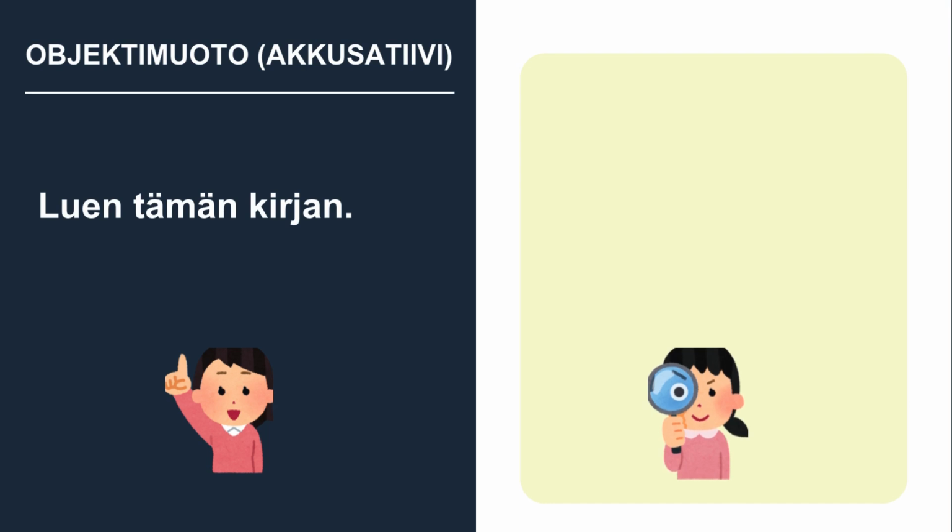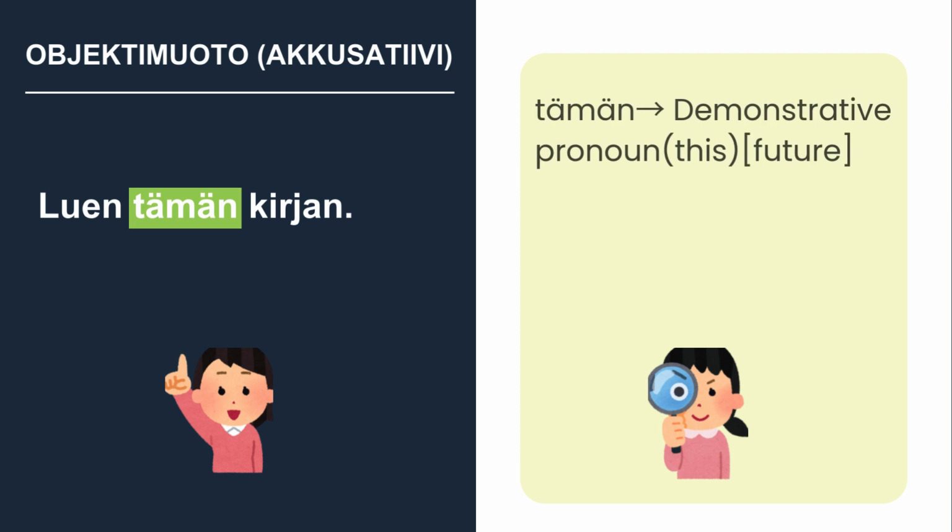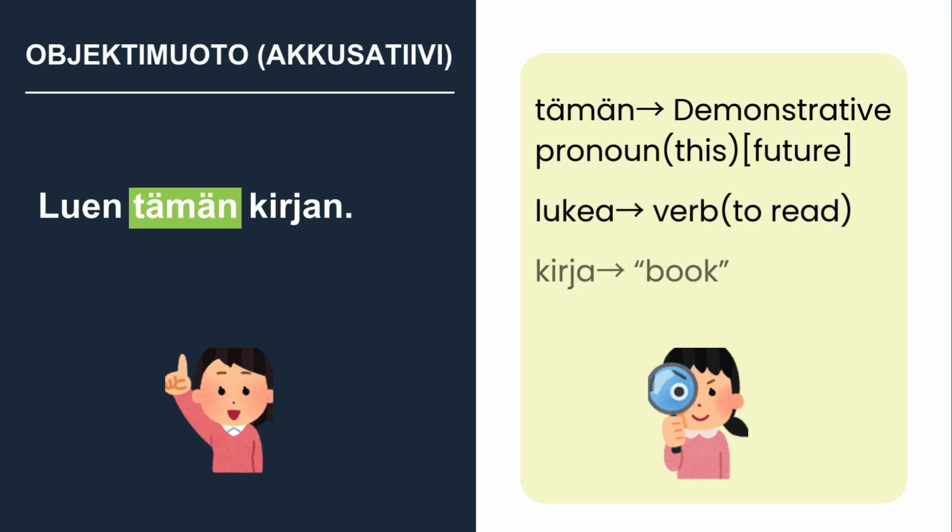Luen tämän kirjan. Here, tämän is a demonstrative pronoun which means this. Luen comes from the verb lukea, means to read. Kirja means book. Luen tämän kirjan means I will read this book.